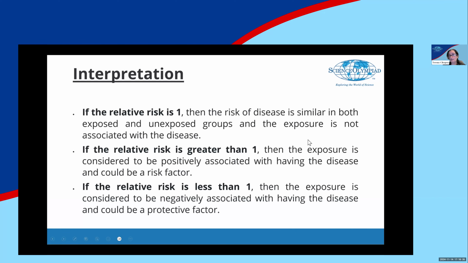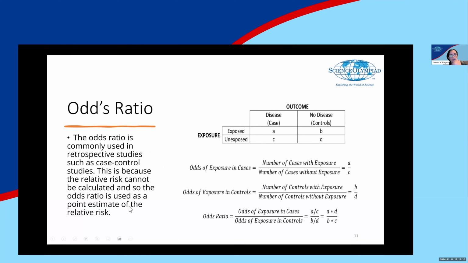If the relative risk is greater than 1, that means the numerator is greater, right? Then the exposure is positively associated with having the disease. And that could be a risk factor for the disease. If the relative risk is less than 1, then it's the opposite. Then the exposure is negatively associated with having the disease and could be a protective factor. So you want to simply remember this interpretation of relative risk. And you may want to go over it again and again to get an understanding of it.